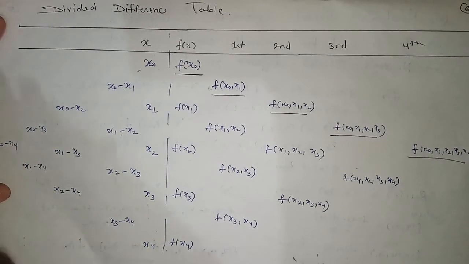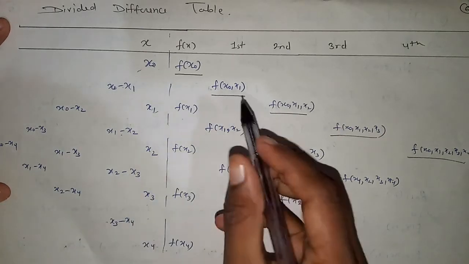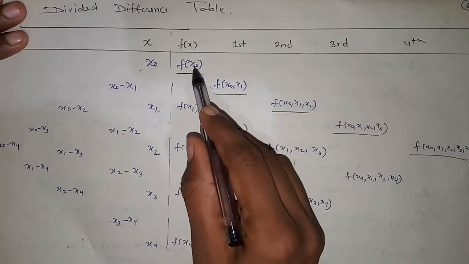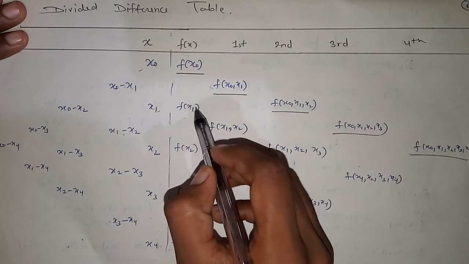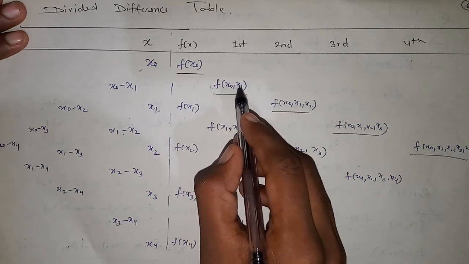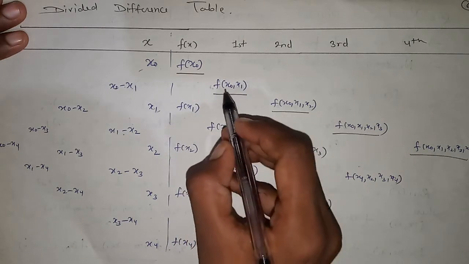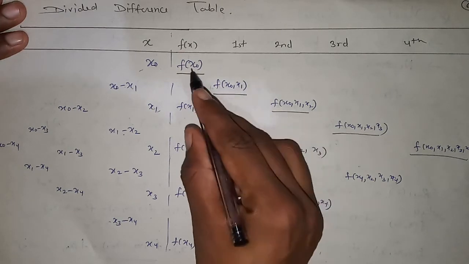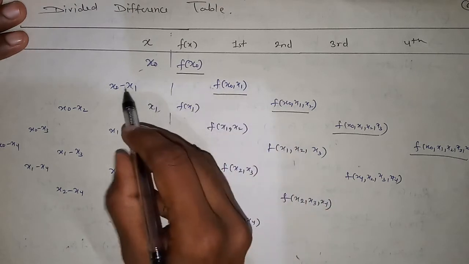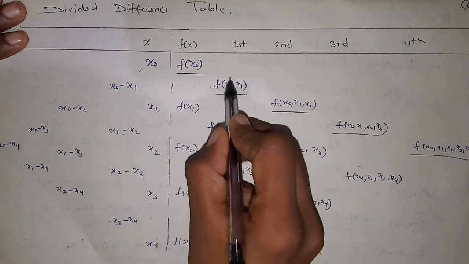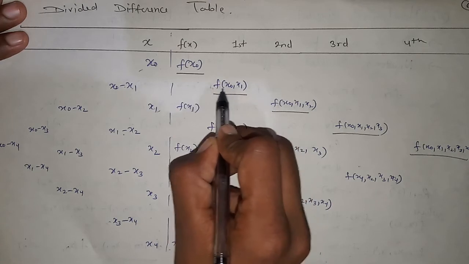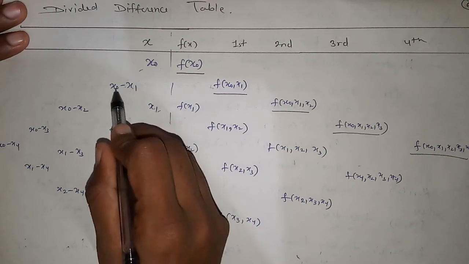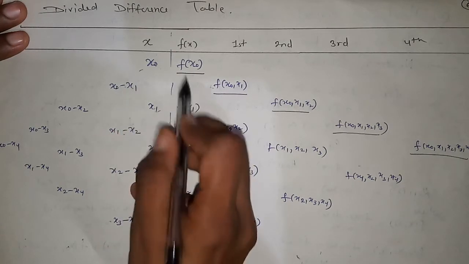Now it's time to see the right hand side table. For the first difference, here it is x0 and x1. With the help of x0 and x1, we will calculate f of x0, x1. Now how will we calculate this? We know the formula for f of x0, x1. It is written as f(x0) minus f(x1) divided by x0 minus x1. We write our first difference in the same opposite direction, and we divide that value by the difference of these two.